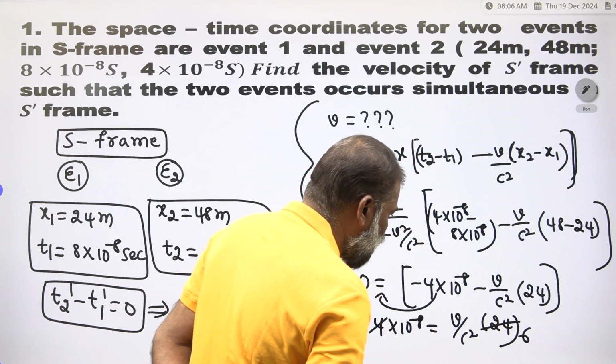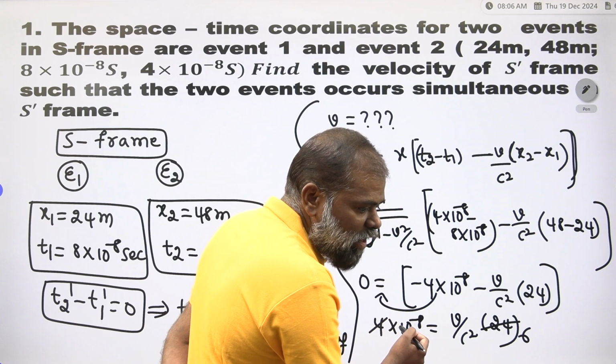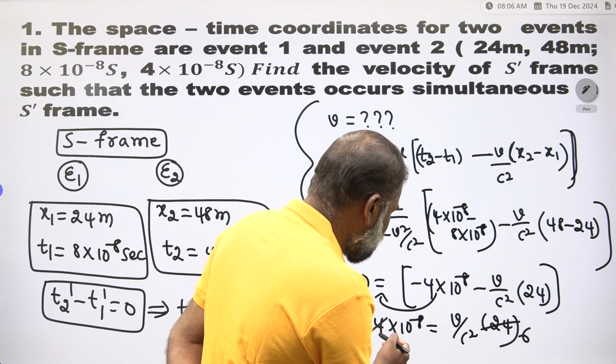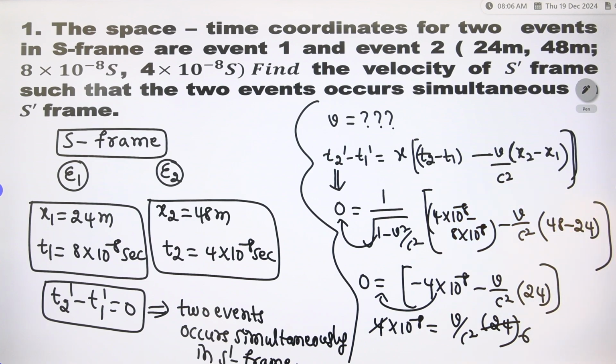4 6s are 24. So now you have to take v is equal to, here I am taking, the 6 will go to this side: v is equal to c square into 10 to the power of minus 8 divided by 6, we have to write here.